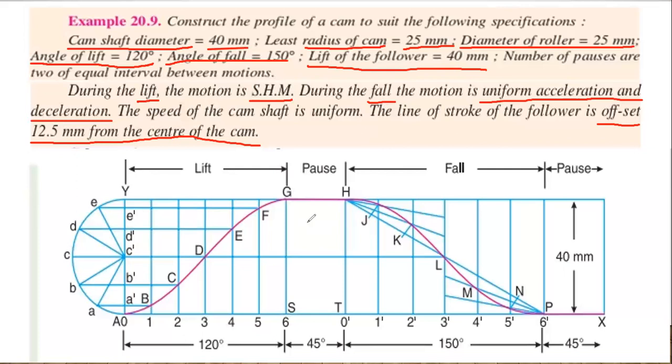Next one is the dwell phase, that is the pause phase. In the problem they have given the dwell, and take the dwell positions from G to H. From G to H, take the straight line which is of 45 degrees. That is 45 degrees means 4.5 centimeter. And then we are going to the third section.